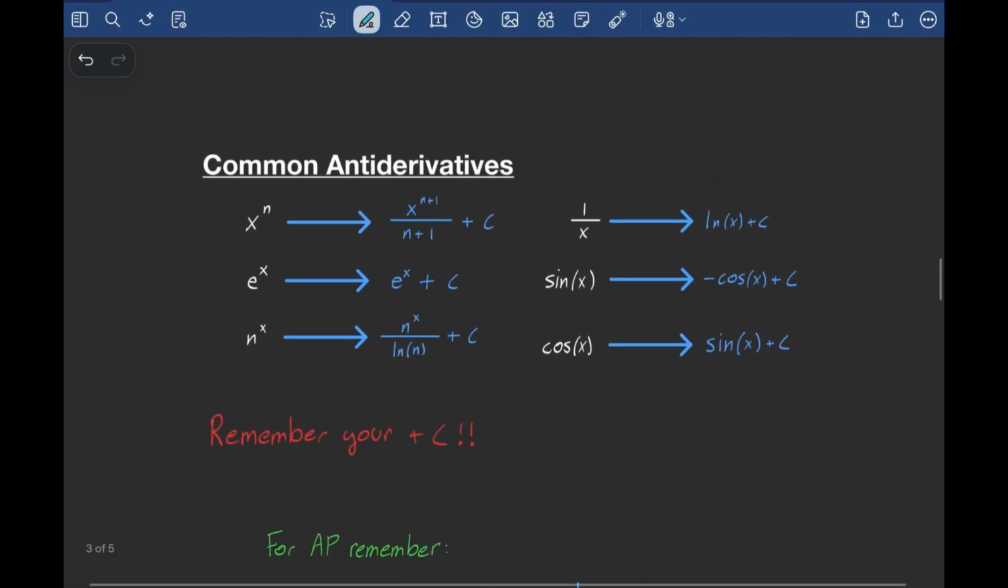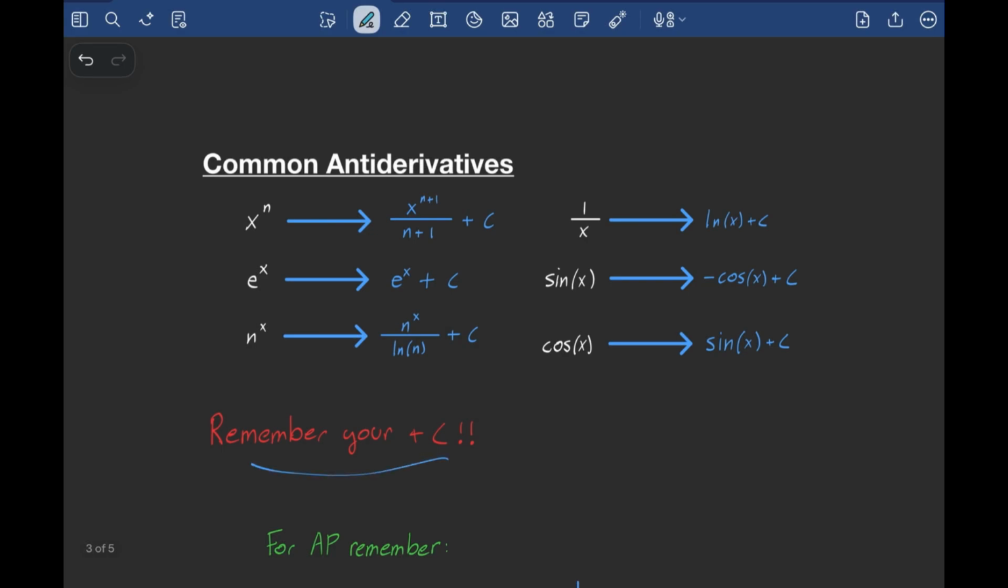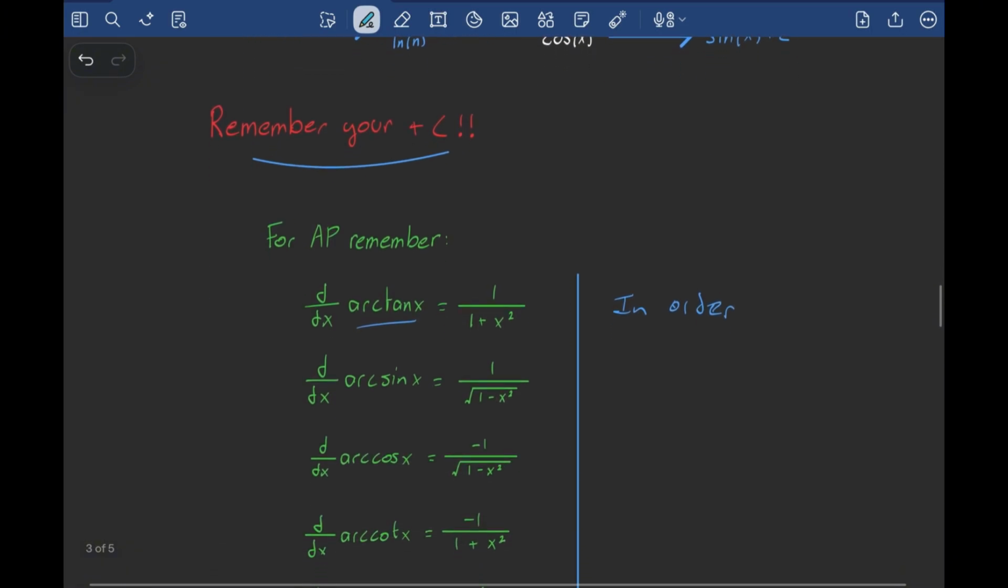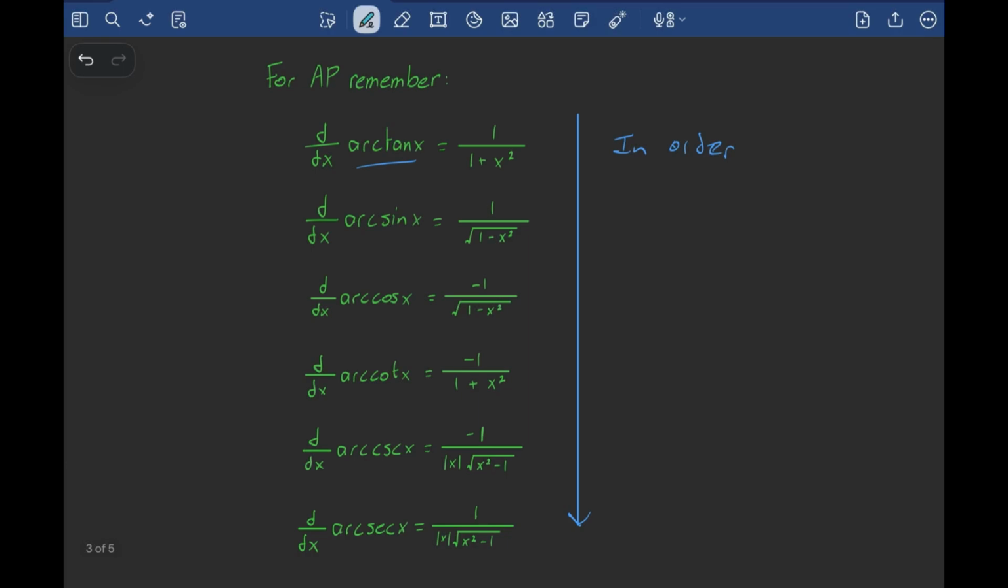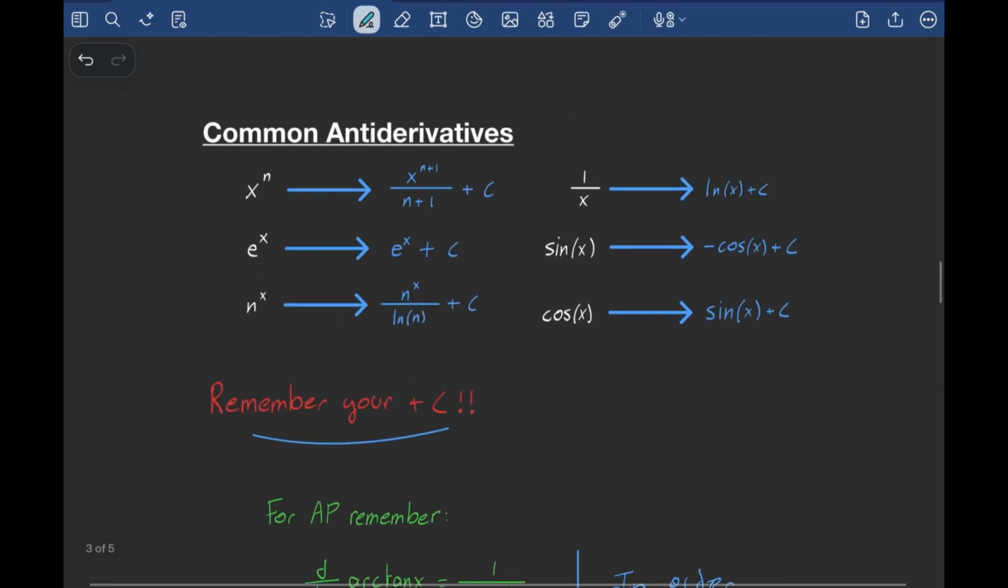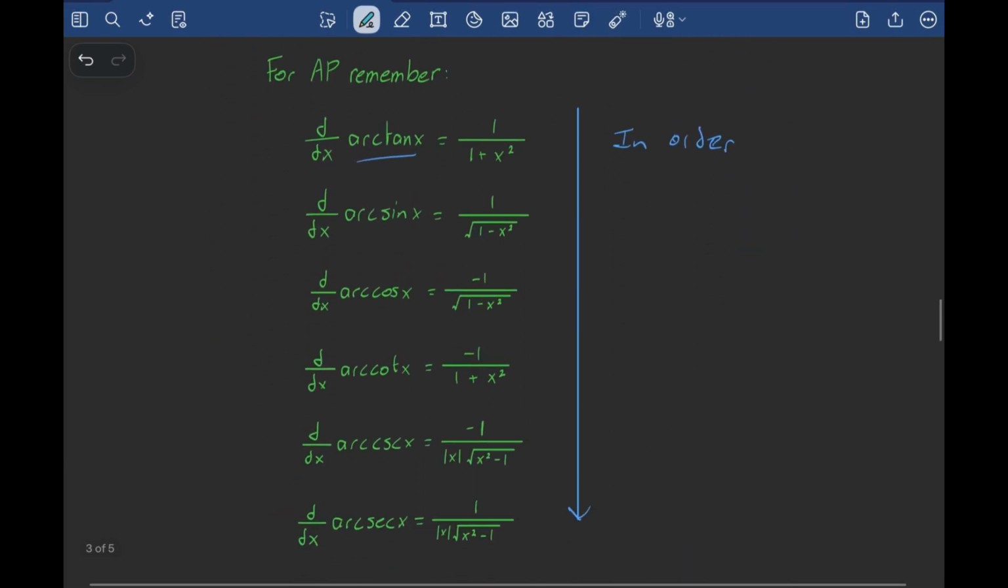These are all the important antiderivatives, and don't forget your plus c, especially when we get into doing indefinite integrals. When it comes to definite integrals with FTC2, your plus c doesn't matter as much, but just remember, again, these are a lot of the common antiderivatives, and these trig ones are in order of importance.